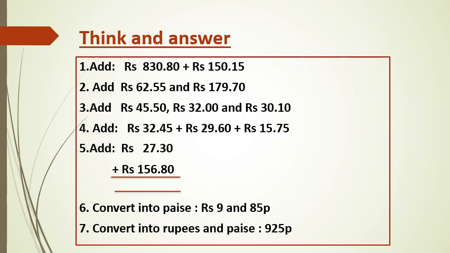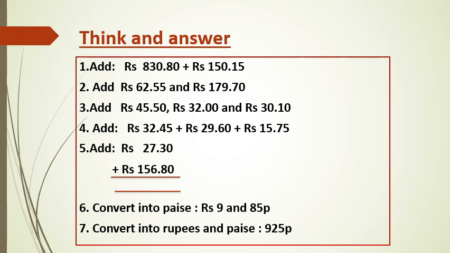Alright girls, so now time for think and answer. Number 1. Add rupees 830.80 plus rupees 150.15. Number 2. Add rupees 62.55 and rupees 179.70. Number 3. Add rupees 45.50, rupees 32.00 and rupees 30.10.